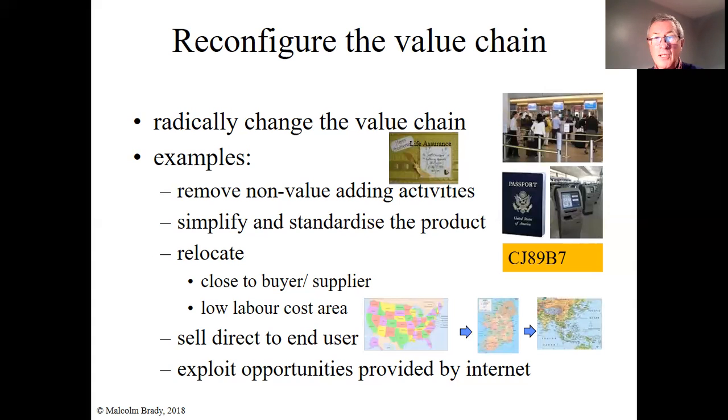Relocating activities to lower cost areas or to be closer to a buyer or closer to a supplier is a way of altering the value chain. We've seen Ireland benefited from a lot of US companies moving their production to Ireland to benefit from low-cost labour. And when labour increased in price in Ireland, many of those moved on then to the Far East. So that's a reconfiguring. It's a major change. And then internet, lots of opportunities there. I already mentioned one, but we're now seeing in current times lots and lots of new ways of reorganizing your value chain by using internet capability.